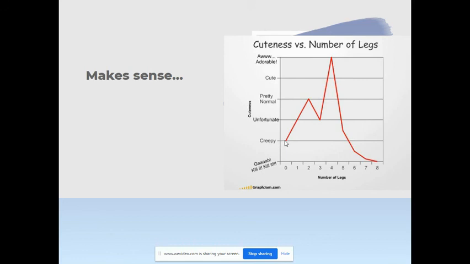So with 0 legs, they say that's creepy. 1 leg, unfortunate. 2 legs, pretty normal. 3 legs, it drops back down to unfortunate. 4 legs, adorable. 5 legs, it drops down to somewhere between creepy and unfortunate. 6 legs, somewhere between kill it, and creepy. 7 legs, closer to kill it, and of course 8 legs, kill it, kill it.